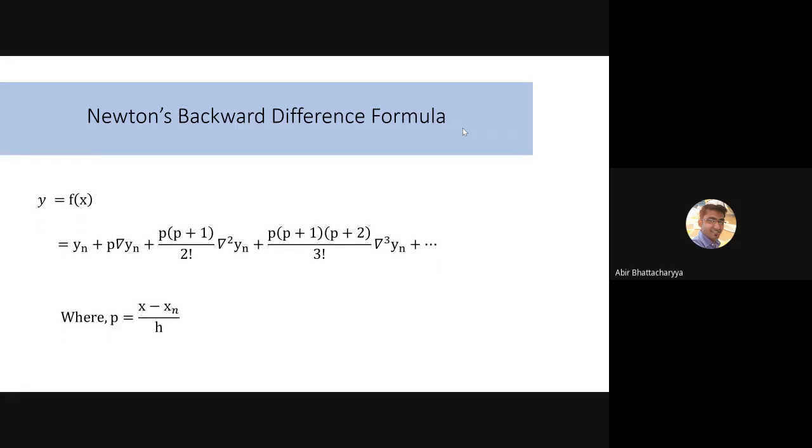So just instead of forward delta, we will use backward delta here, and some changes in formulas as well. In the last case, we had p times p minus 1, times p minus 2. Here it is p times p plus 1, p times p plus 1 plus 2, like that. And the values are also changing here of p. P is actually x minus xn by h. Can anyone tell me what is xn? It's a very interesting question. What is xn? Can anyone tell me on chat box or by unmuting yourself?